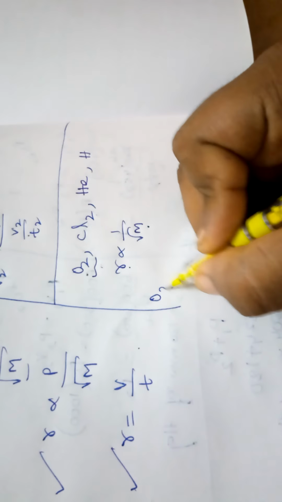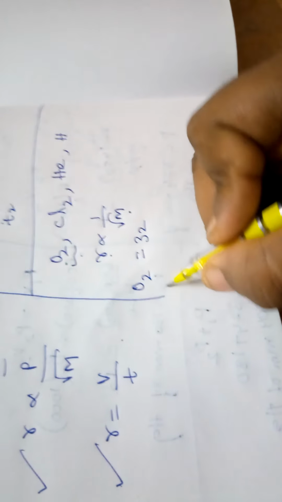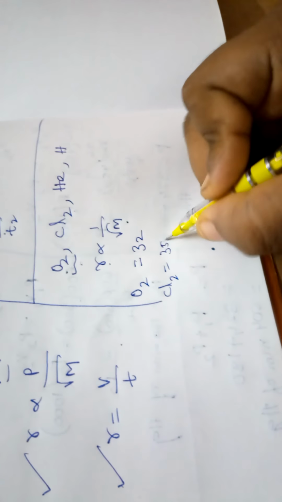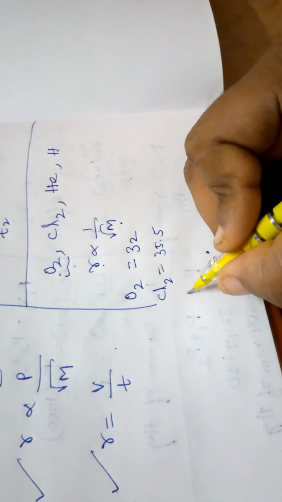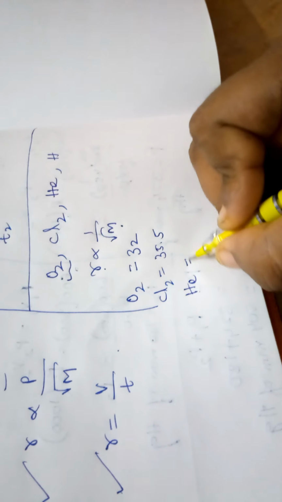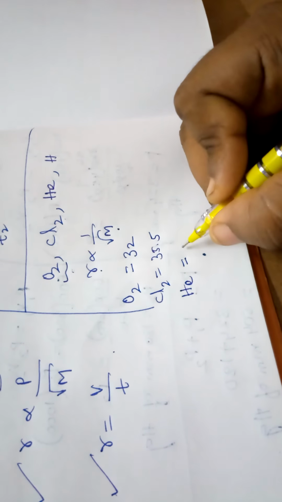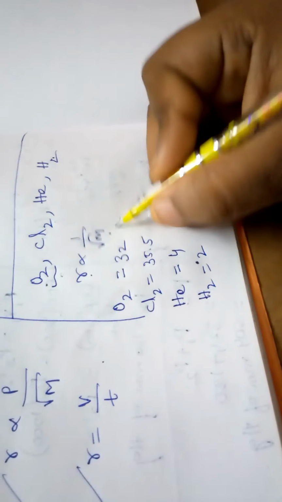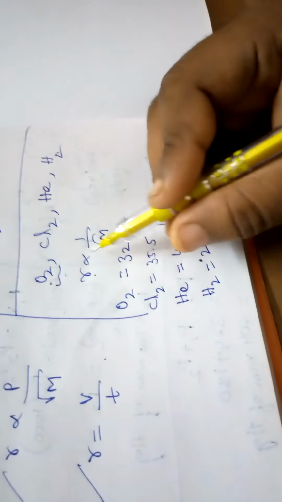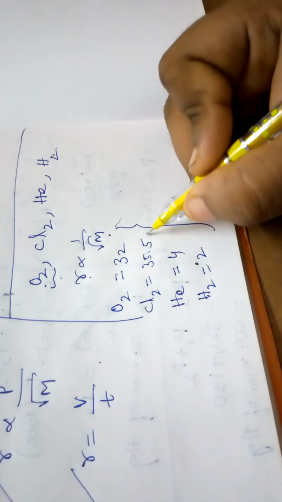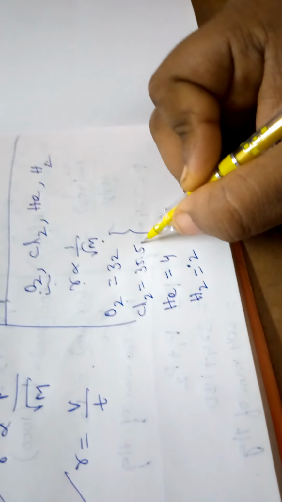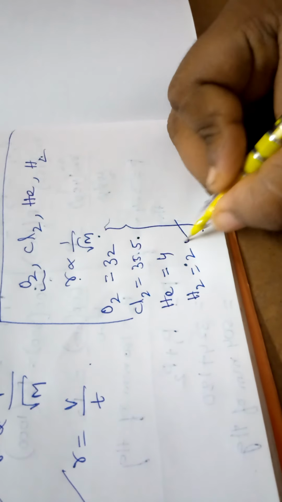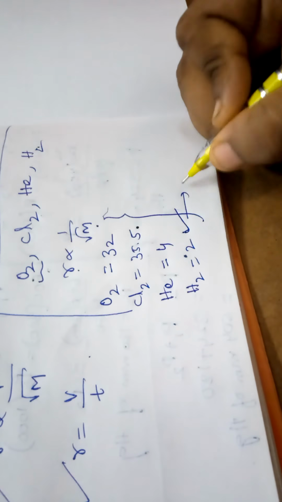If we take molecular weight, for oxygen it is 32. For chlorine, it is 35.5. For helium, it is 4. For hydrogen, it is 2. Which one has the greater rate of diffusion? The one with more molecular weight will have a lower rate of diffusion. As hydrogen has less molecular weight, it has the greater rate of diffusion. Clear, everyone? Now, let me revise once again.